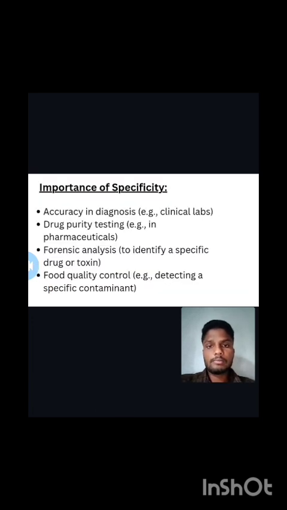The next one is importance of specificity. Accuracy in diagnosis, for example in clinical labs, and drug purity tests, for example in pharmaceuticals. Forensic analysis to identify specific drugs and toxins, and food quality control, for example detecting specific contaminants.